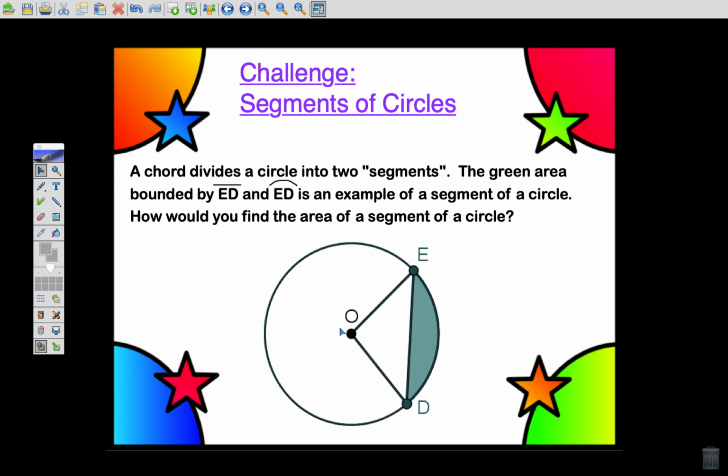All right. And the question here would be, how would you find the area of a segment of a circle? And we'll just kind of talk about this green part out here. Well, you just saw a bunch of examples where you could find the area of the entire sector. And obviously we don't want to count this triangle. And so we would simply find the area of that triangle and subtract it. Now, I'm not going to do these in depth for you, but I will give you a little bit of a hint here.